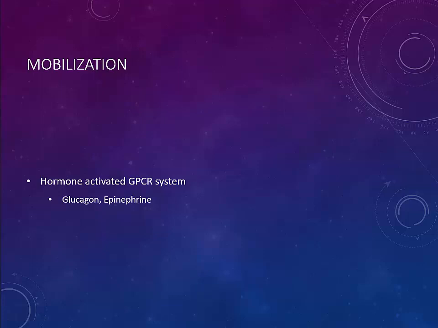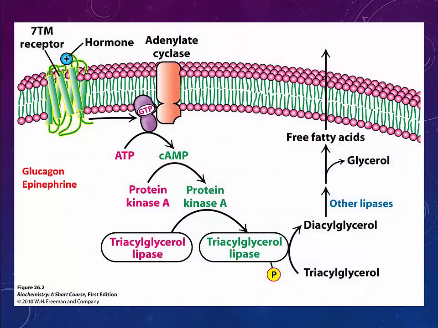The first step is to activate stored triacylglycerides from adipose tissue. This requires activation of a G-protein coupled receptor system. Please see the supplemental lecture for details on how GPCRs work. I'm not going to cover them here, but I have posted a secondary lecture to provide those details.